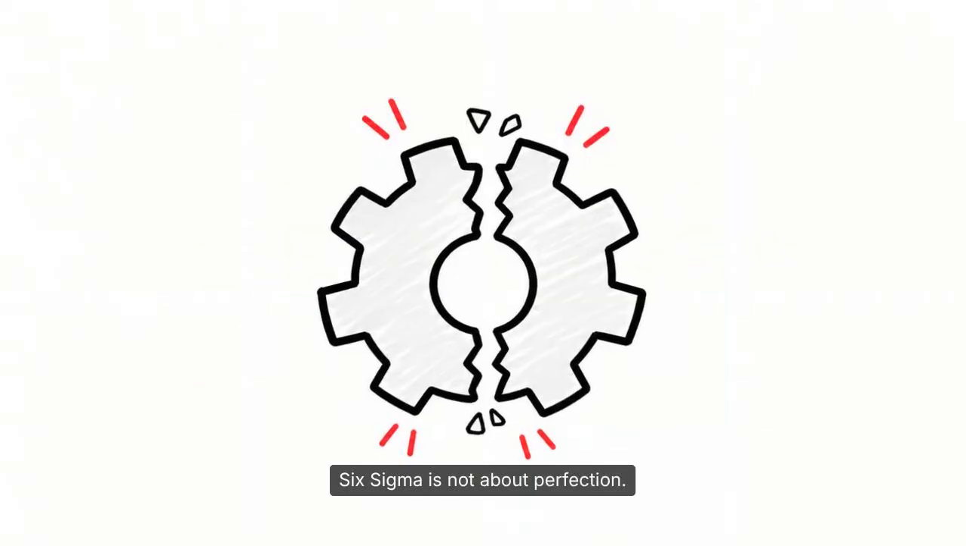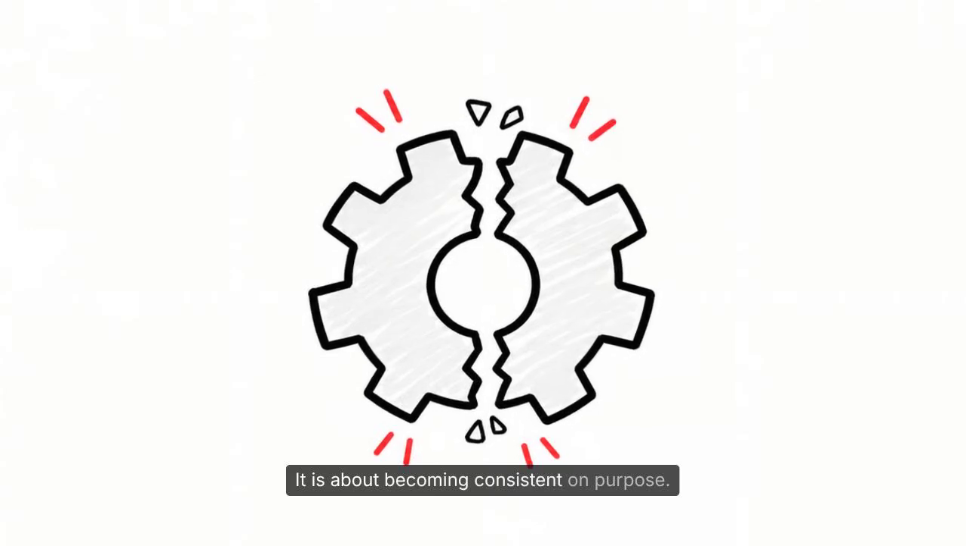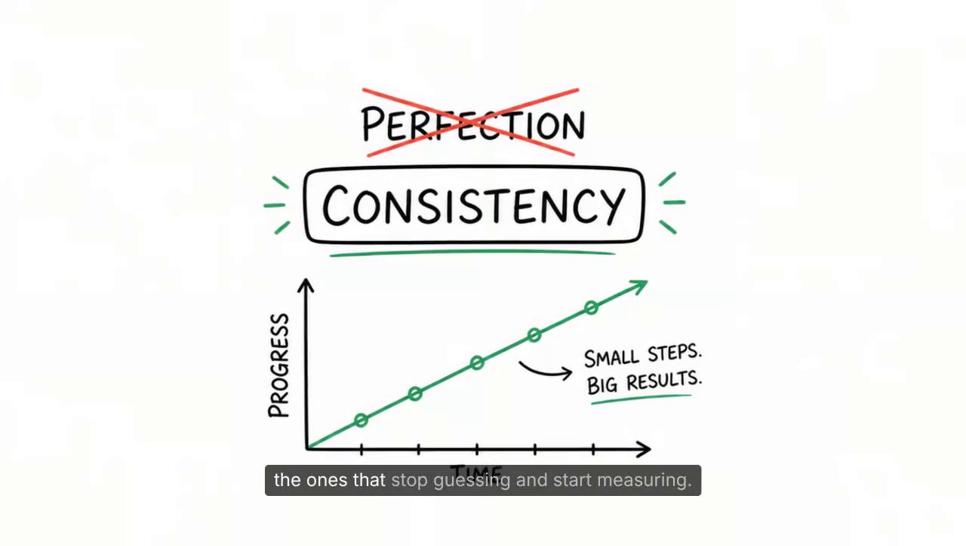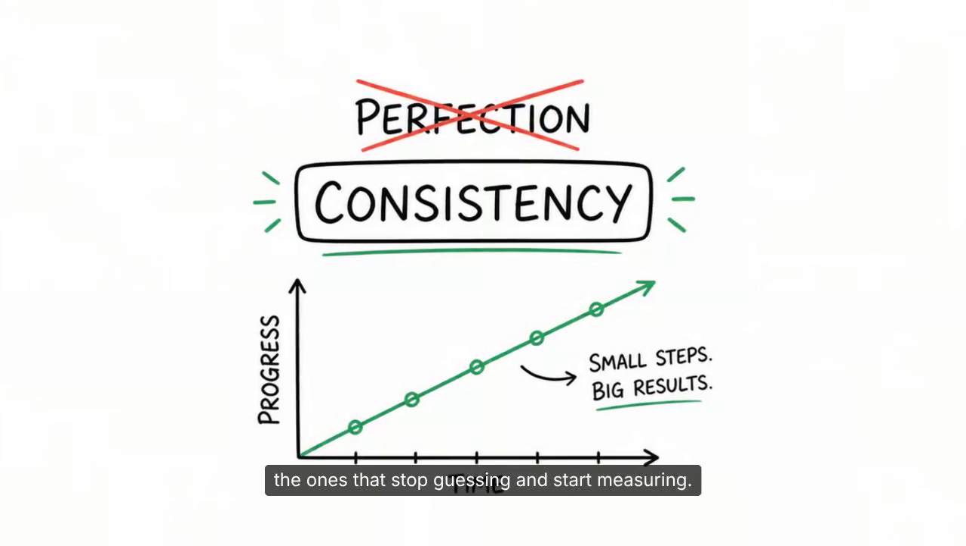Six Sigma is not about perfection. It is about becoming consistent on purpose. The companies that improve year after year are the ones that stop guessing and start measuring.